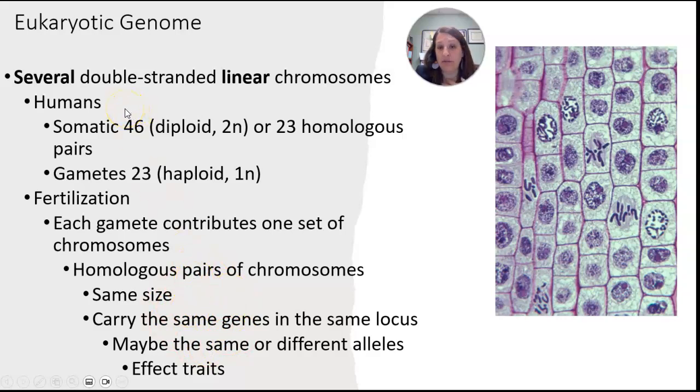So again, humans, as well as all other eukaryotic organisms, have several double-stranded linear chromosomes. In humans, our somatic cells have 46 of these, or we can say 23 homologous pairs. If we were to look in our gametes, so sex cells, egg and sperm cells, not body cells, our gametes only have half that number. The term haploid means having half the genetic composition. In humans, our gametes only have 23 total chromosomes, no homologous pairs, and we can represent haploid with a 1N.